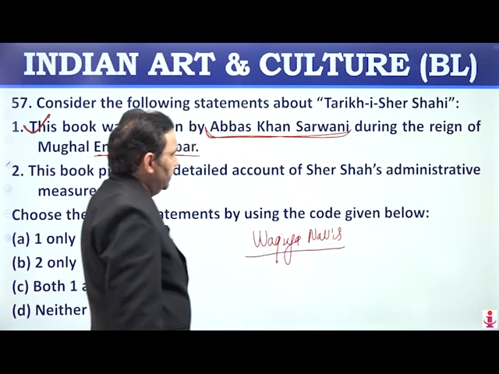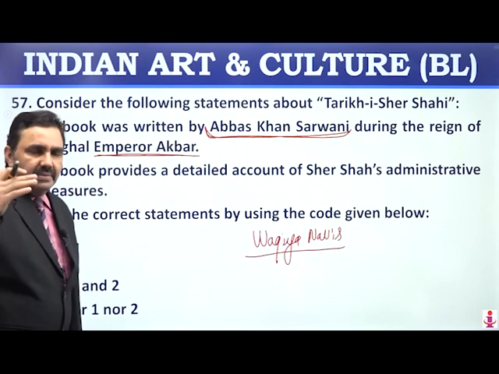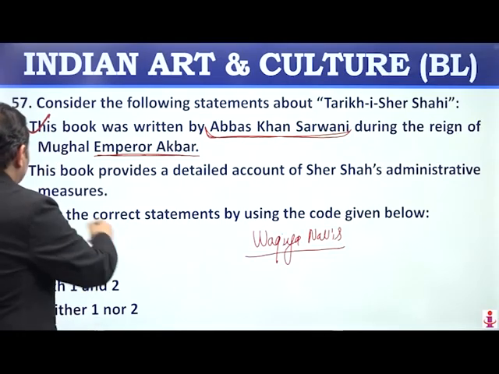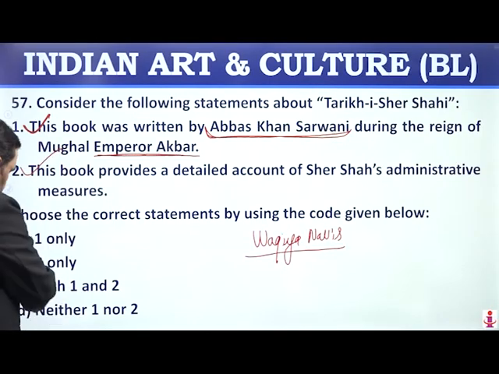First one is correct. This book provides detailed account of administrative system or time period of Sher Shah Suri, the founder of Sur dynasty. Second is also correct. Both are correct. Option is C.